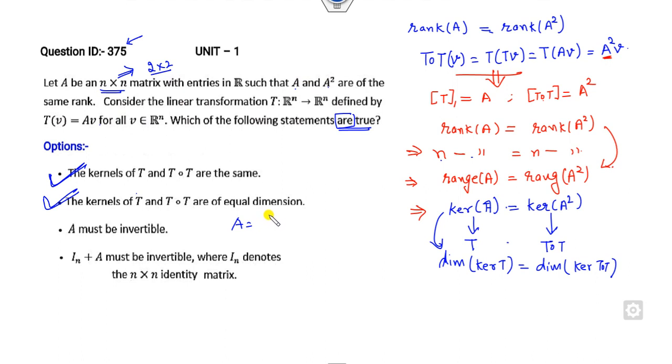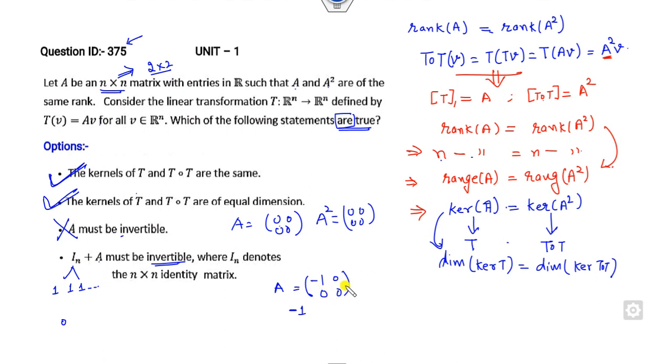So what you can do is simply take A as the zero matrix. What is A square? It is also zero. So the ranks are the same, but A is not an invertible matrix, so that option is cancelled out. Now, I plus A must be invertible, option B. That's very simple. If I choose any matrix A whose eigenvalue is at least one of them minus 1, then if you add I, that eigenvalue is 0.